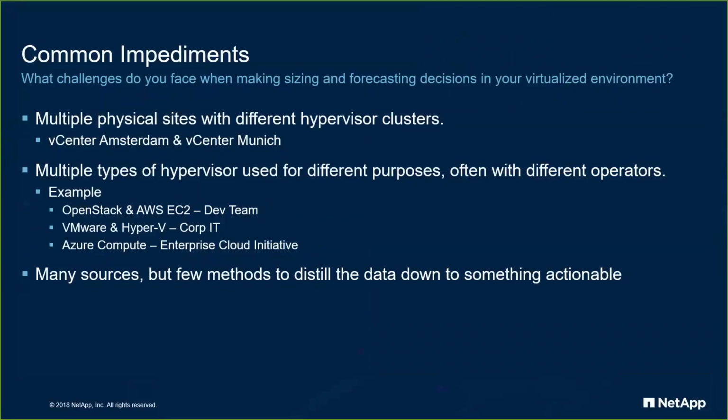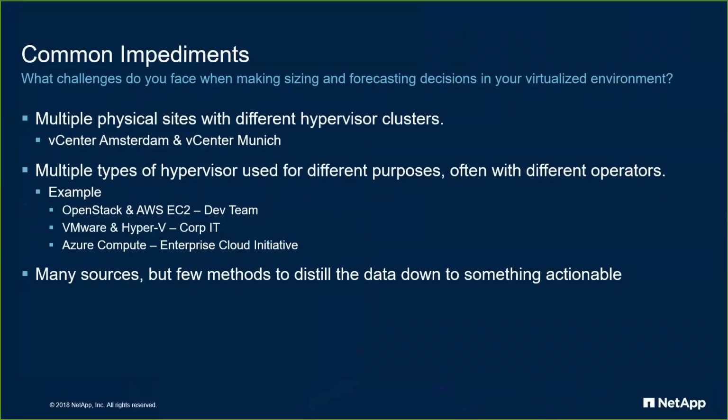And then similarly, depending on the different business units, certain hypervisors may be more useful for some groups. In my example here, it's mostly AWS and OpenStack used by a lot of our development teams, but we in standard corporate IT have VMware and Hyper-V because they're really well established. And then maybe there's a separate project that's looking at Azure Compute, that sort of thing.